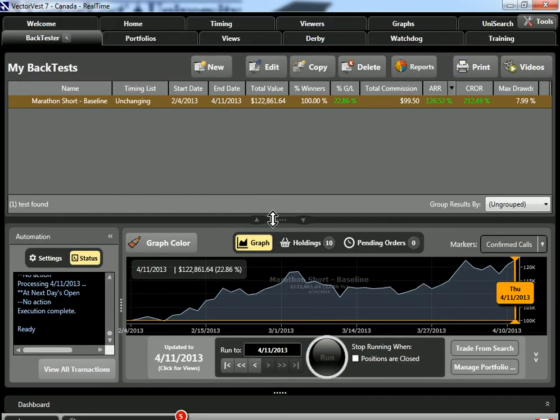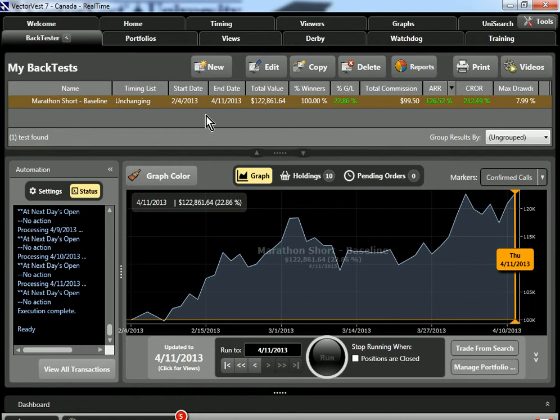Alright, hey, everything looks pretty good so far. We're off to a good start. On this run from 2/4 to 4/11, with no money management, just commissions and some simple rules, this portfolio is up 22.86%. The first thing that I like to modify on this baseline typically is the number of positions that I hold.